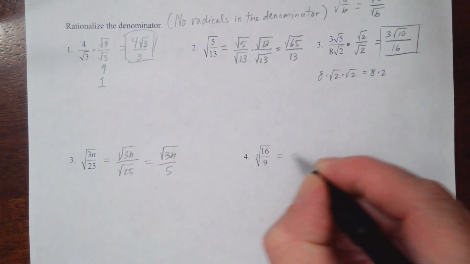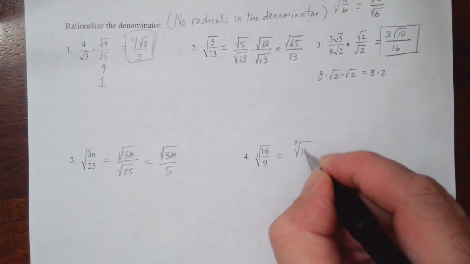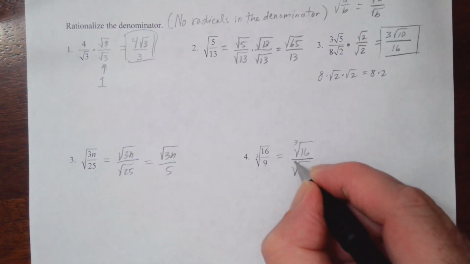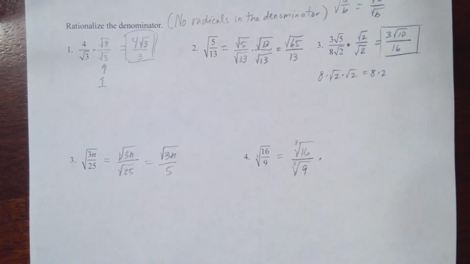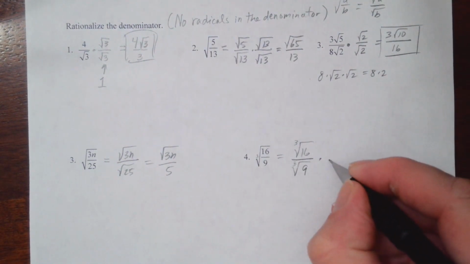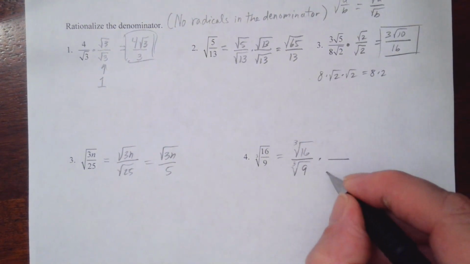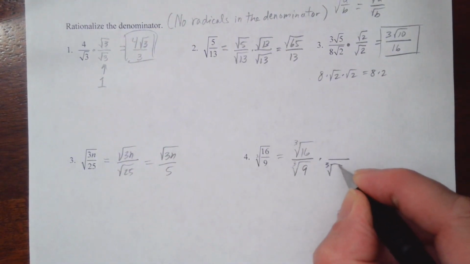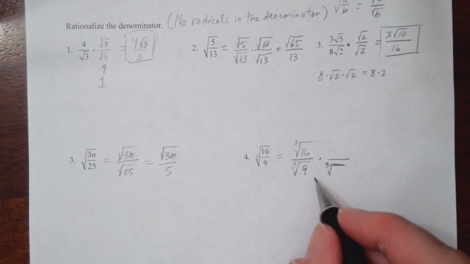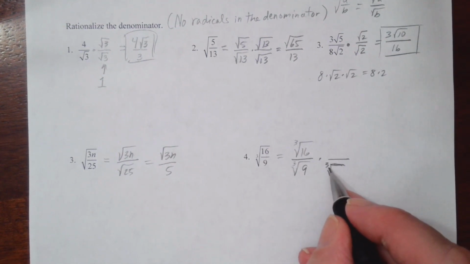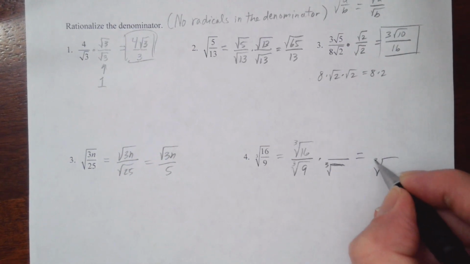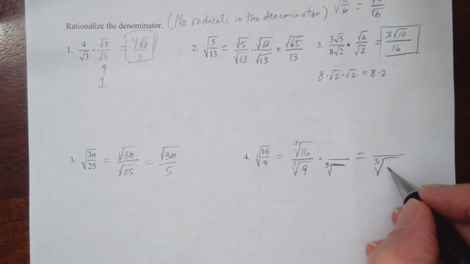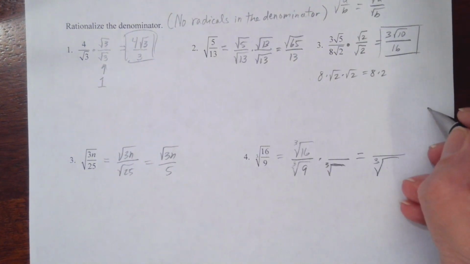Now on number 4, this is the cube root of 16 over the cube root of 9. Now, we're going to multiply by some fraction that's equal to 1. It's going to have to be a cube root. Remember, we can only multiply the numbers inside if they're both cube roots. However, we're going to get a cube root. We need to have a perfect cube in here. So remember what your perfect cubes are.